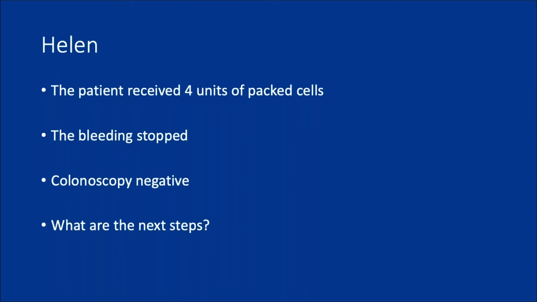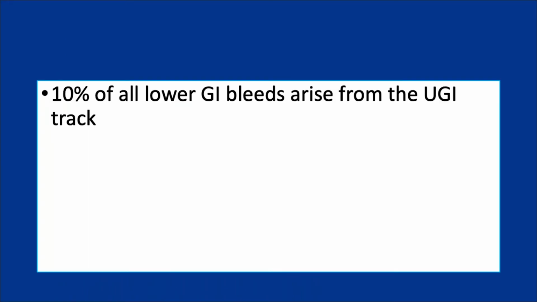Well, we need to think about what the next steps are, because again, we'd like to find out what the source of this bleeding is. And when I've done this with groups in the past, there are all kinds of answers that I've gotten, but here is the important answer that we need to think about. 10% of all lower GI bleeds arise from the upper GI tract. And if there was a single test to do as a next step, it would be an endoscopy under these circumstances. It's certainly not something we want to miss given these circumstances.